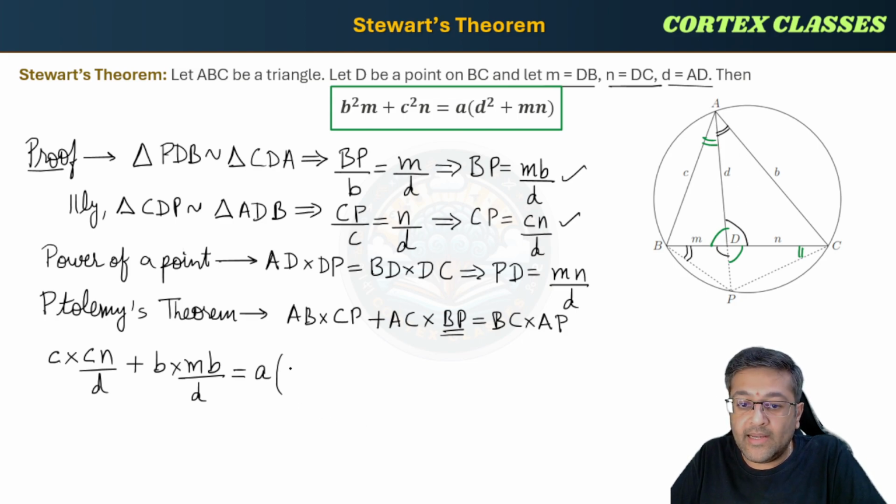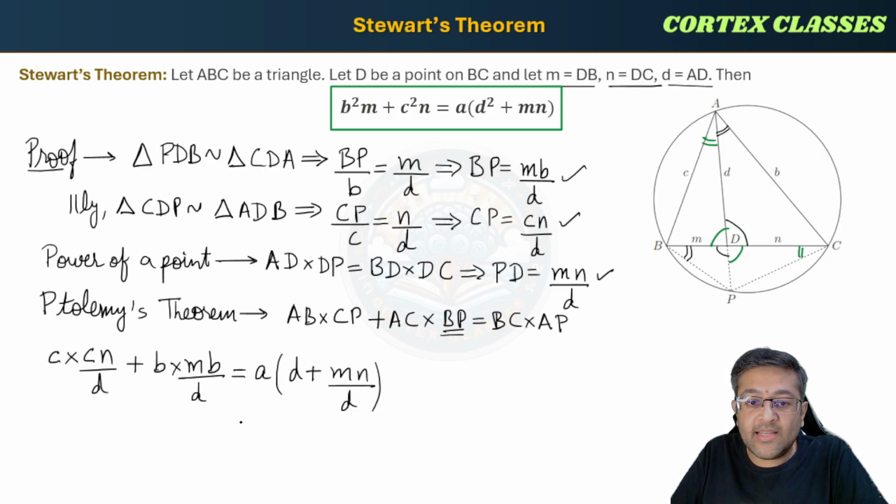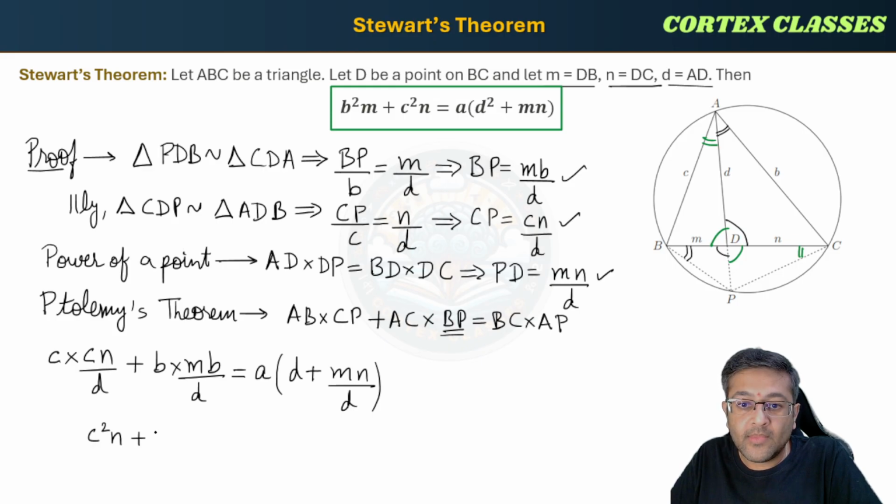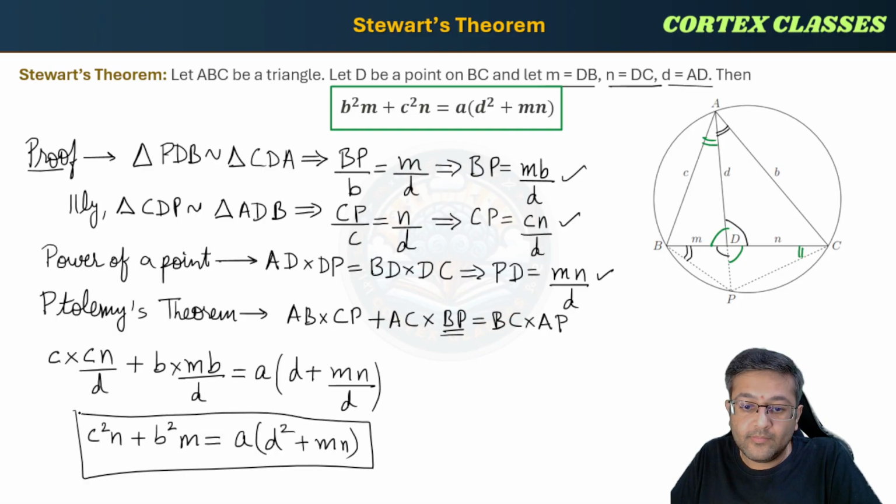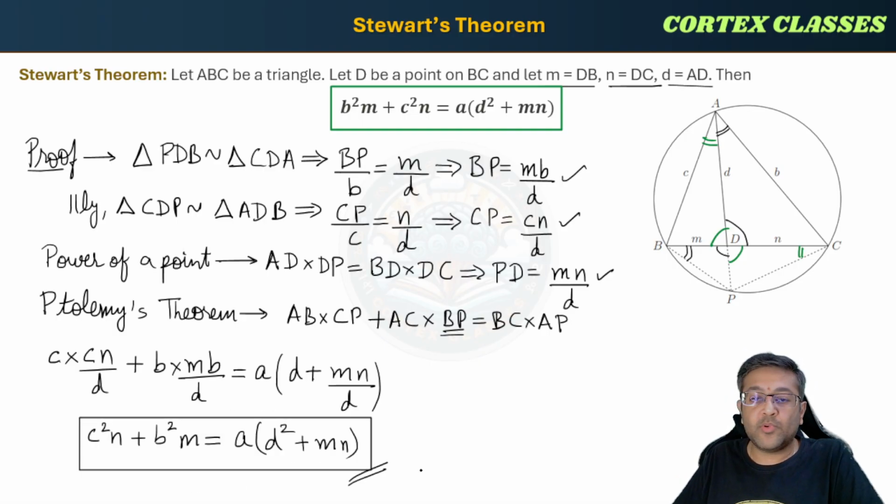AP is AD plus DP. AD is D, plus the length of DP, which we also found as Mn by D. So that's it, guys. Multiply the whole equation by D, taking the LCM to remove the denominator. We will get C square N plus B square M equal to A times, multiplying D inside the bracket, D square plus Mn. D will cancel for the second part, so D square plus Mn comes. So that's Stewart's theorem's proof.